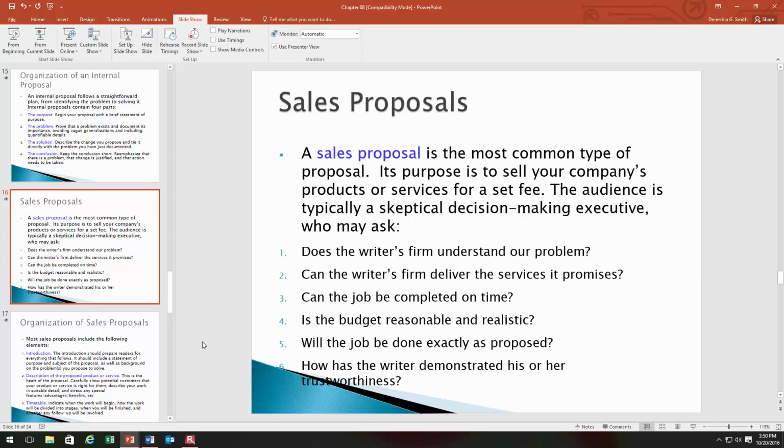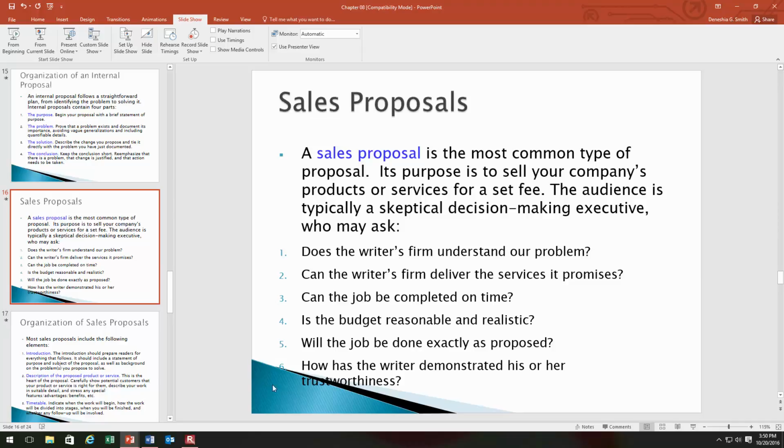Like I said before, sales proposal is the most common type of proposal. Its purpose is to sell your company's products or services for a set fee. The audience is typically a skeptical decision-making executive who may ask, does the writer's firm understand our problem? Can the writer's firm deliver the services it promises? Can the job be completed on time? Is the budget reasonable and realistic? Will the job be done exactly as proposed? How has the reader demonstrated his or her trustworthiness?